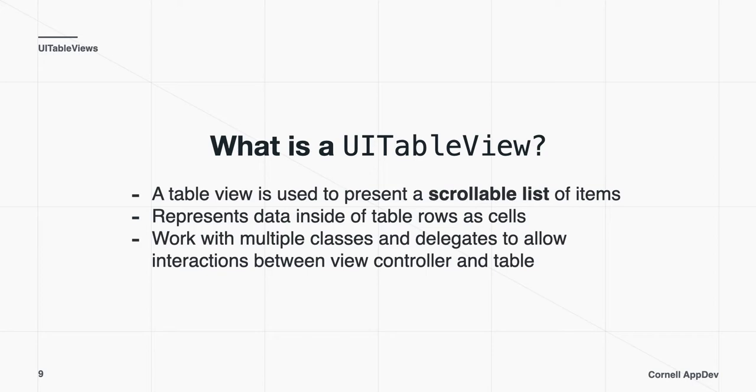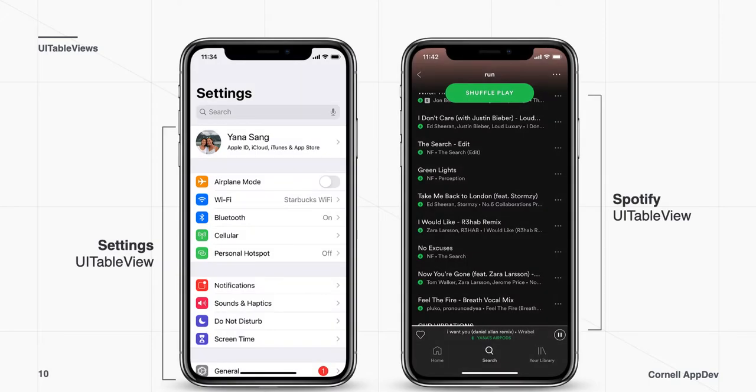So a UITableView is basically a scrollable list of items. The table view has rows, and each row will be some item you want to show. And then with UITableView, you work with some classes and delegates to allow some interaction between the view controller and the table. We can look at an example.